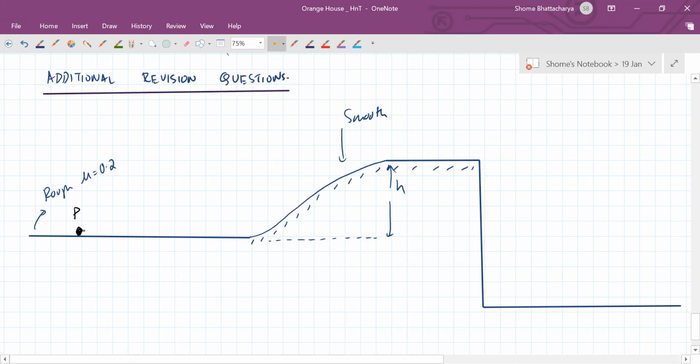Now the particle is given an initial speed of v naught here, where this distance is d.